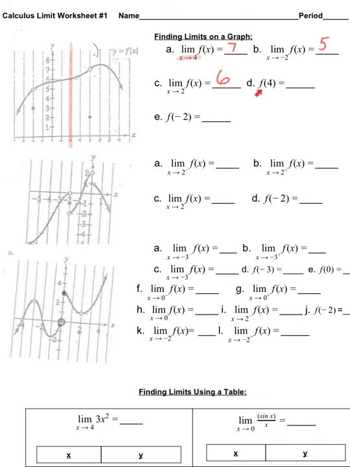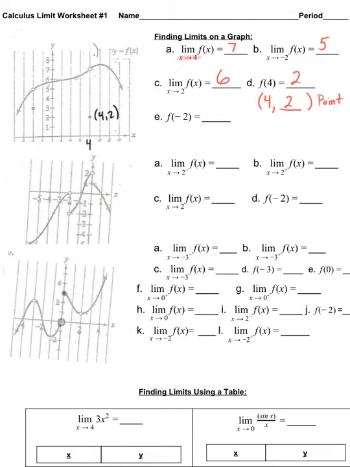When you see f of 4, there's no word limit there, so you're not tracing the graph anymore. You're looking for the y value at 4. When x is 4, what is the y value? You're looking for the point. So if we go over to 4, the point is right here. Here is the point. The y value is 2. The point (4, 2) is on the graph. So f of 4 is 2.